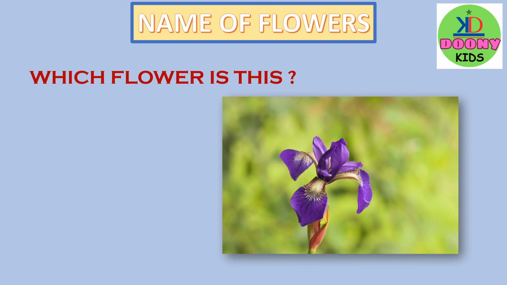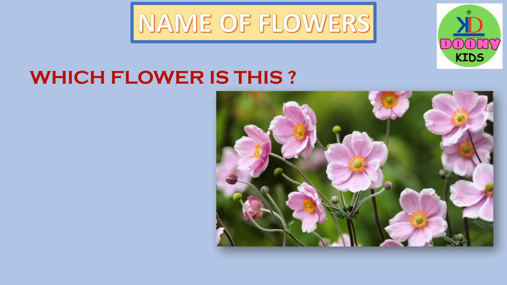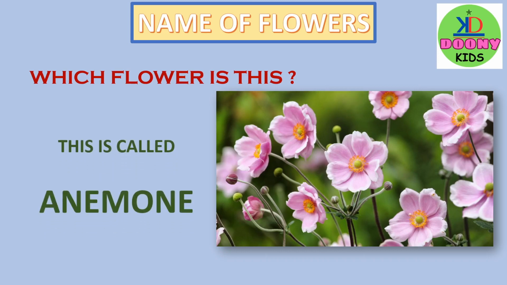Which flower is this? This is called iris. I-R-I-S, iris. Which flower is this? This is called anemone. A-N-E-M-O-N-E, anemone.